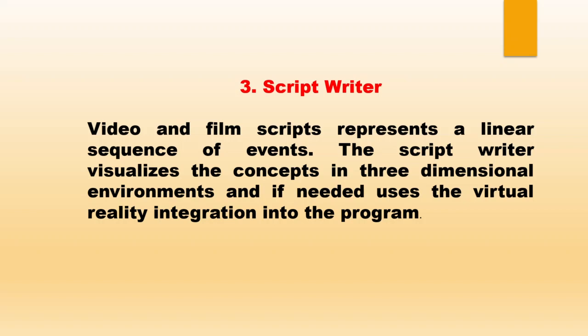So video and film scripts represent a linear sequence of events. So we know how the events should take place, one after the other. Which one is the first, then second, then third, then fourth. So in such an order, how it should take place, that is given by the script writer. So he is the person who visualizes the concept in a three-dimensional format. If he needs virtual reality, he adds that into the program. So these are the things a script writer can do.